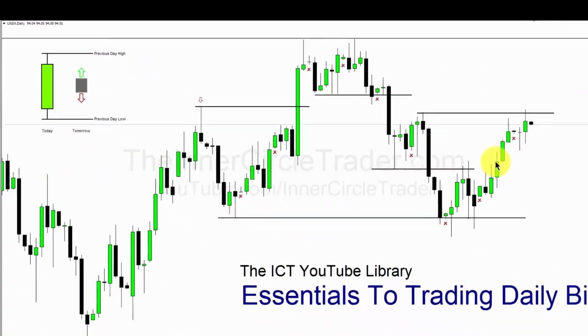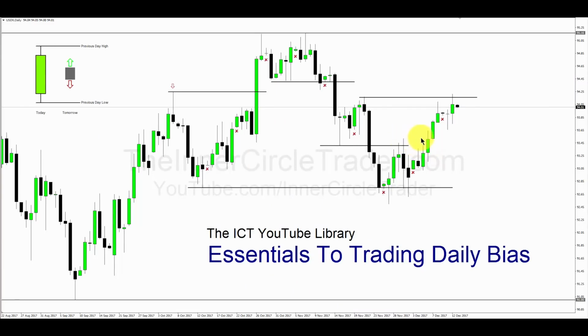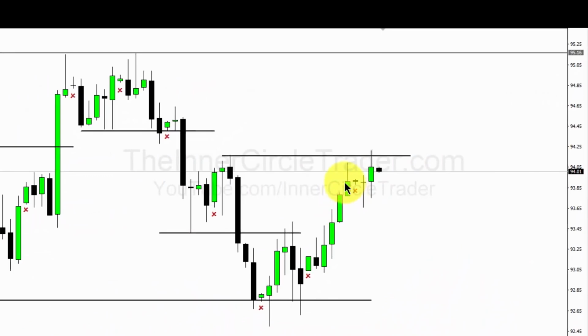Using this criteria here, okay, once we broke this candle's swing high here, the daily bias on this candle, and this is a Sunday, we would look for Monday as well, and then Tuesday we would look for bullishness.